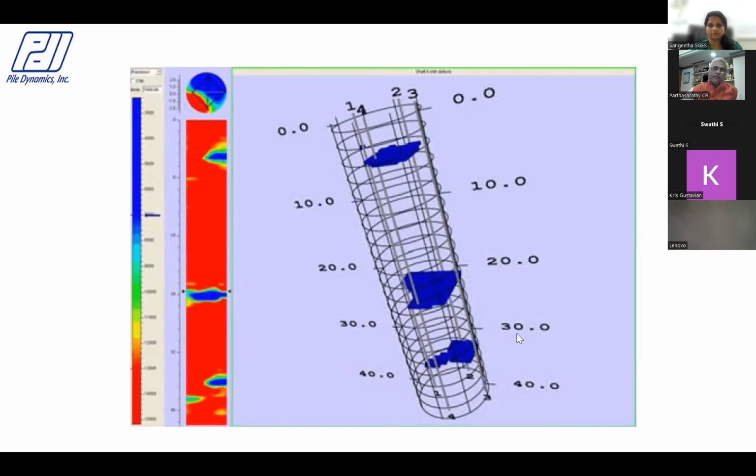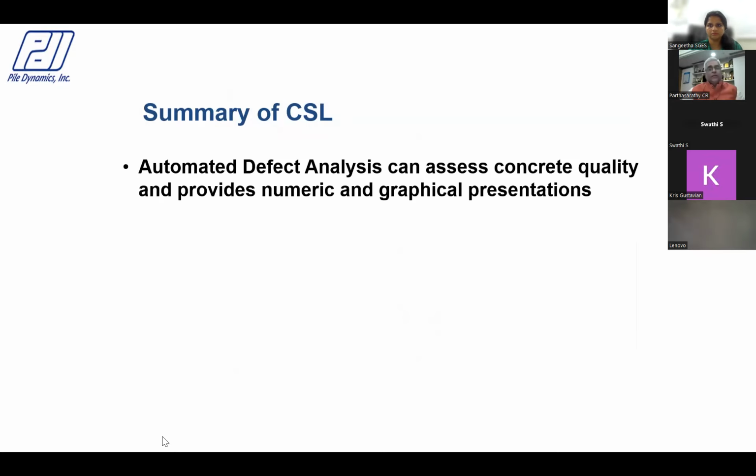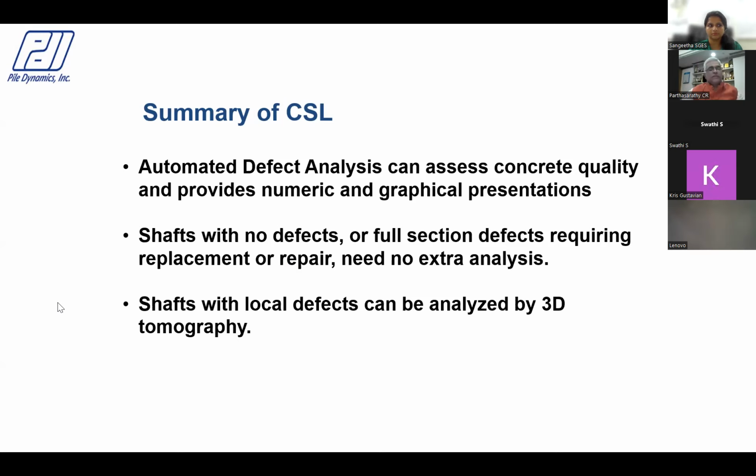So if there is a defect in all the combinations, you don't need to do anything. If there is no defect, you don't need to do anything. If there is a visible defect in some combinations and absent in the remaining combinations, you can resort to tomography testing. Now, to sum up on the CSL, it's an automated defect analysis that can assess the quality of the concrete and provides numerical and graphical presentation. Shafts with no defects or full section defects, which require replacement or repair, need no extra analysis. Shafts with local defects can be analyzed by 3D tomography.